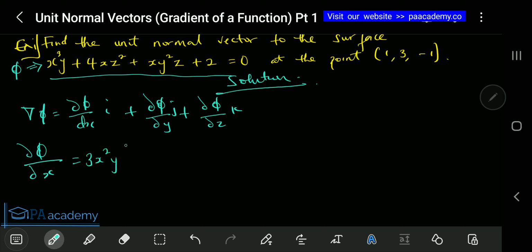that will give us 3x squared y, and then for this we're going to have plus 4z squared, then plus y squared z. If we differentiate the constant 2, that's just going to give us 0. So we can put this in brackets and add the coordinate, which is i.